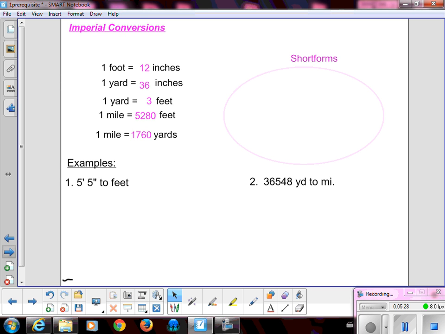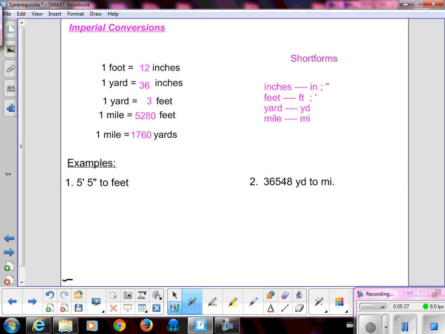Now, what we do with short forms, we don't have prefixes like we did with the metric, but they have short forms. So for instance, if I'm looking at these short forms, so inches, we can either use IN or we use the quotation mark. Feet, FT, or the apostrophe. Yard, YD, and mile, MI. Make sure with the mile that you do put the I in there, because otherwise if you just put an M, we can't tell the difference whether it's meters or miles.